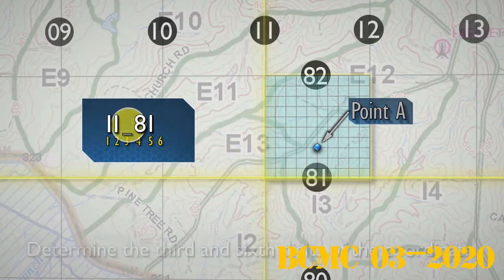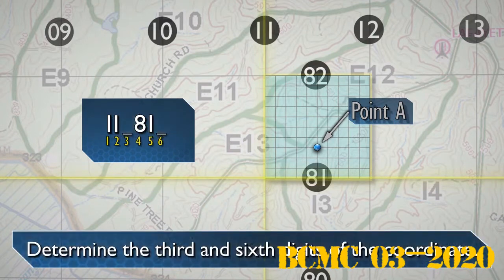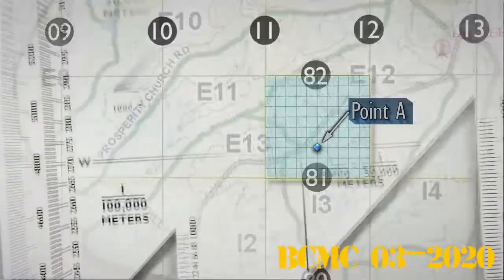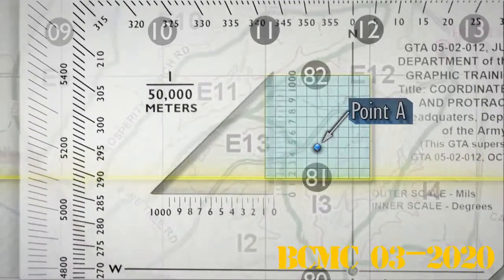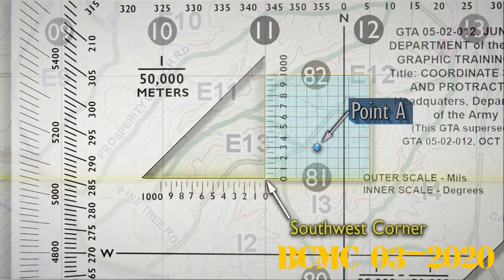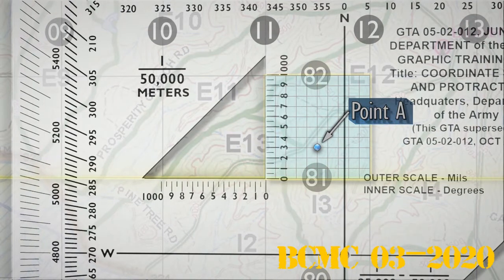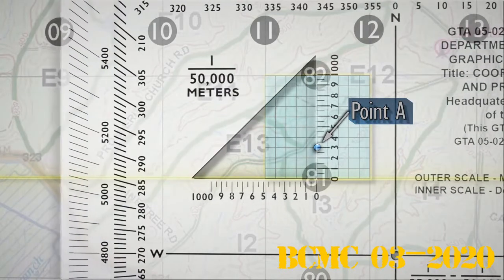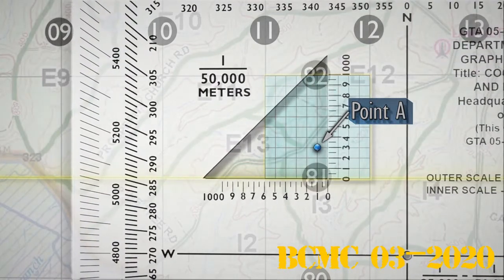Determine the third and sixth digits of the coordinate. Place a coordinate scale and protractor or a plotting scale on the bottom horizontal grid line of the grid square containing point alpha. Check to see that the zeros of the coordinate scale are in the lower left-hand or southwest corner of the grid square where point alpha is located. Slide the scale to the right, keeping the bottom of the scale on the bottom grid line until point alpha is under the vertical or right-hand scale.